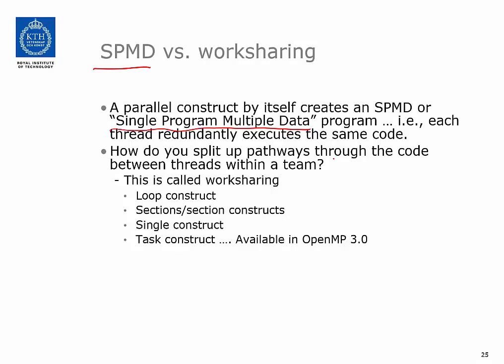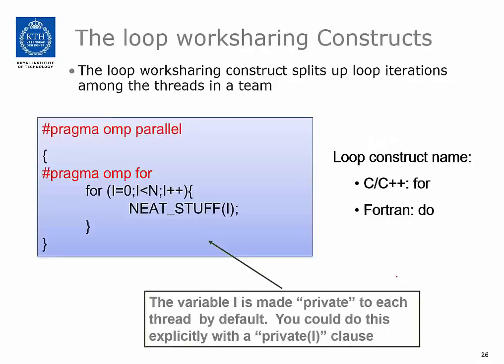But there are better ways to split up a code and make different threads do different things, called work sharing constructs. And in OpenMP we have ways to deal with loops, sections, which is functional distribution, and then the single construct, which sounds funny because this is a way to get one thread to do a particular thing, and the task construct, which we'll talk about later on. The loop construct is by far the most commonly used way to get parallelism in C code.